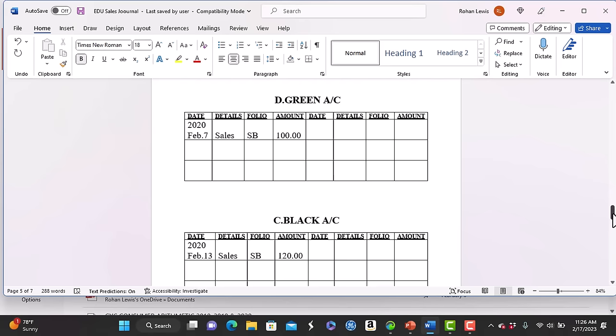So here we have it. These are the personal accounts of our customers in the sales ledger. Note all of them are entered on the debit side of the relevant accounts.